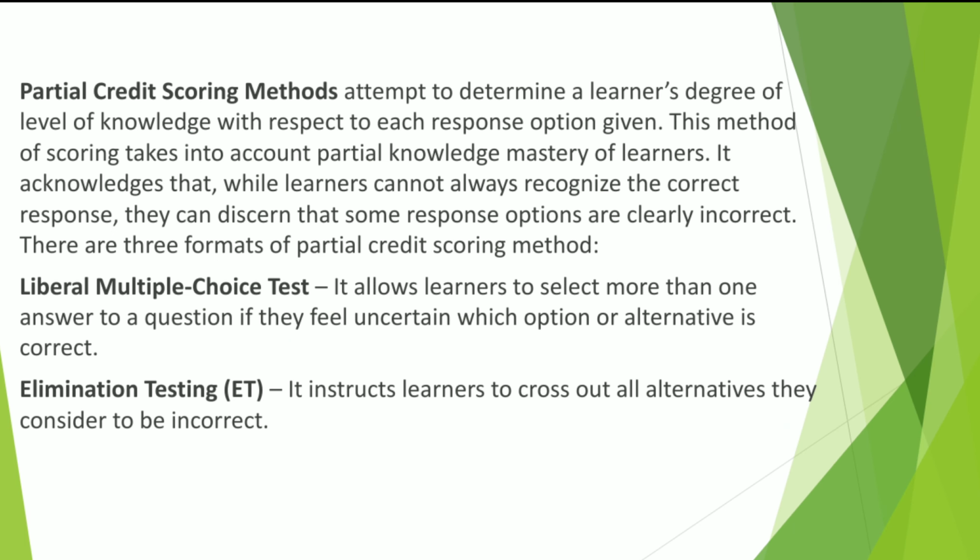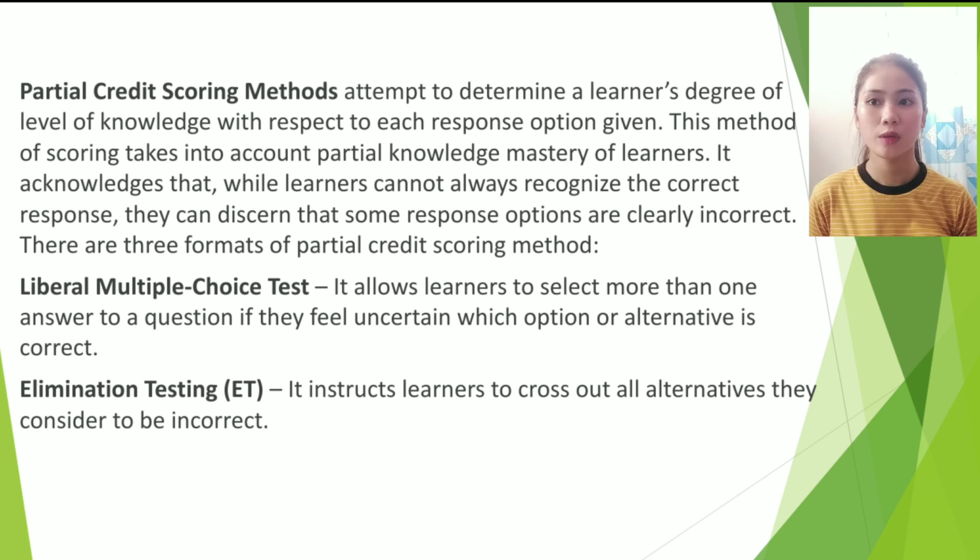Okay, next. Partial credit scoring methods. Sa partial credit scoring methods, isinasaalang-alang ng pamamaraang ito ng pagmamarka ang bahagyang kaalaman ng mga mag-aaral. Bagamat hindi palaging nakikilala ng mga mag-aaral ang tamang tugon, makikita nila na ang ilang mga option sa pagtugon ay malinaw na mali. Number 1, meron tayong liberal multiple choice test.